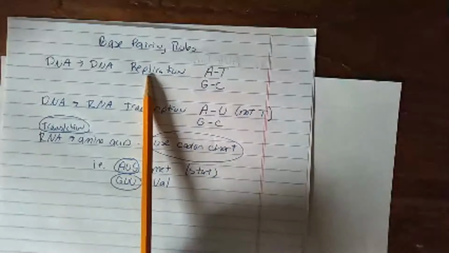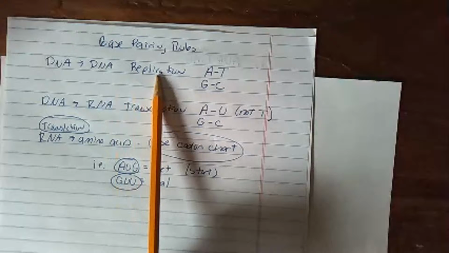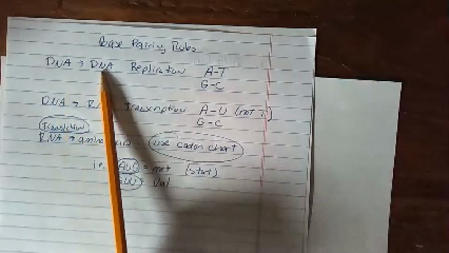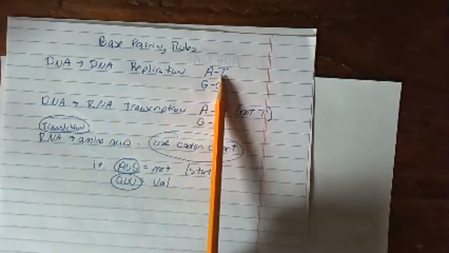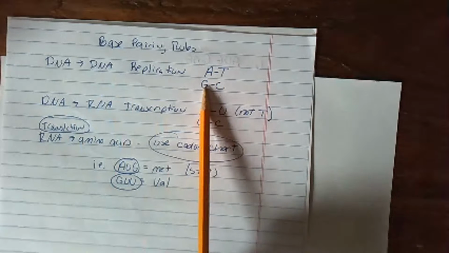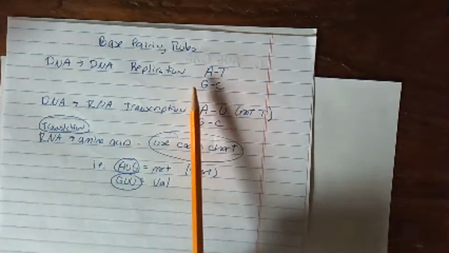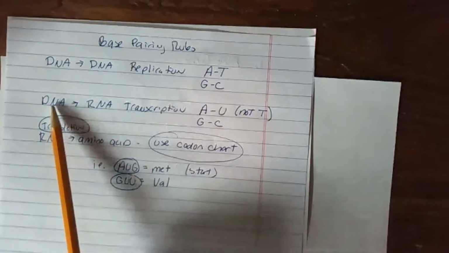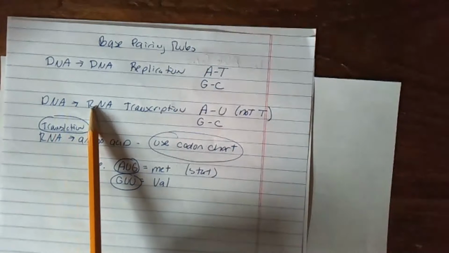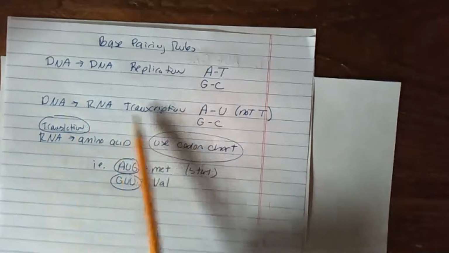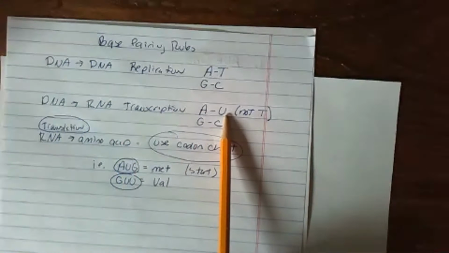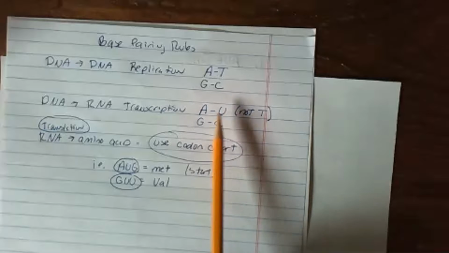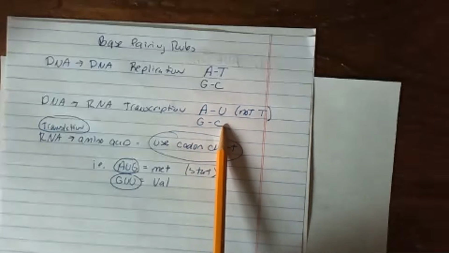Earlier in chapter 13, we talked about DNA replication. So this is DNA to DNA. In that case, the base pairing rules are adenine and thymine pair up, and cytosine and guanine pair up. Then later on, we talked about transcription. So again, that's DNA to RNA, actually messenger RNA. And RNA doesn't have thymine, it only has uracil. So those base pairing rules are A and U, and C and G.